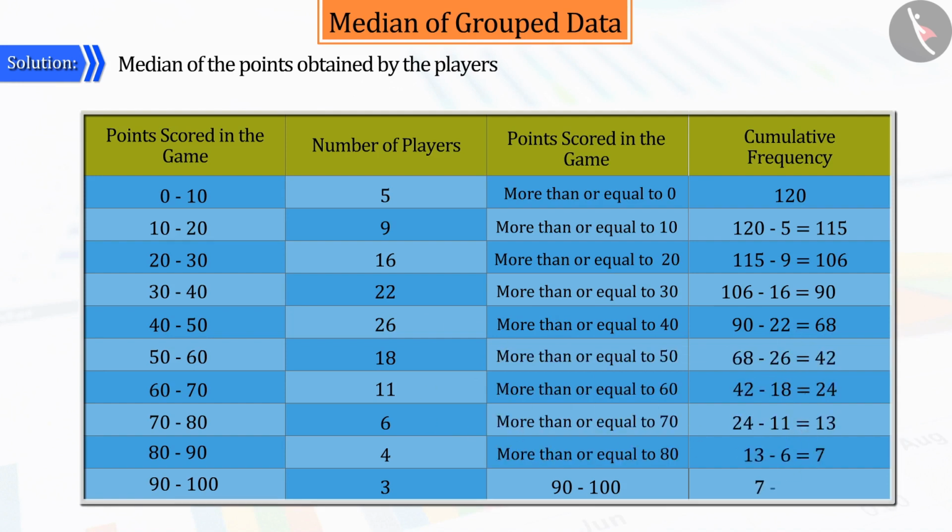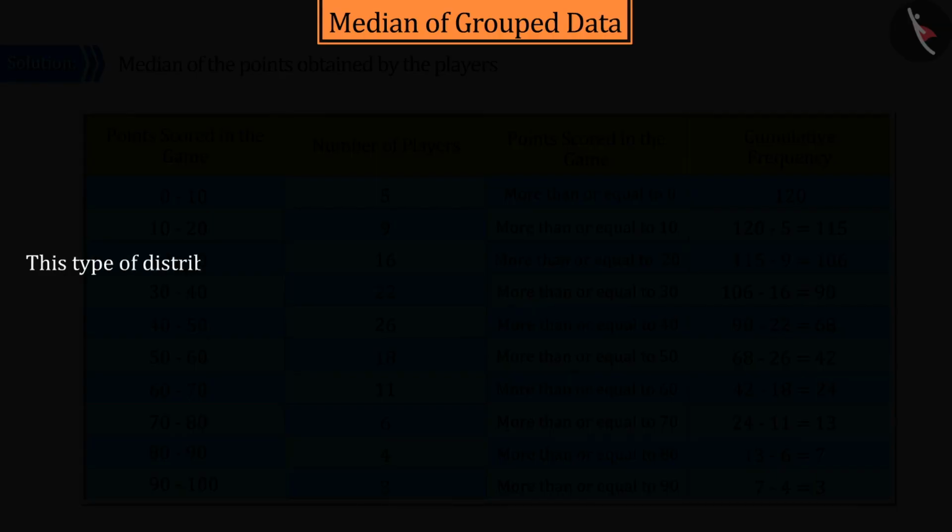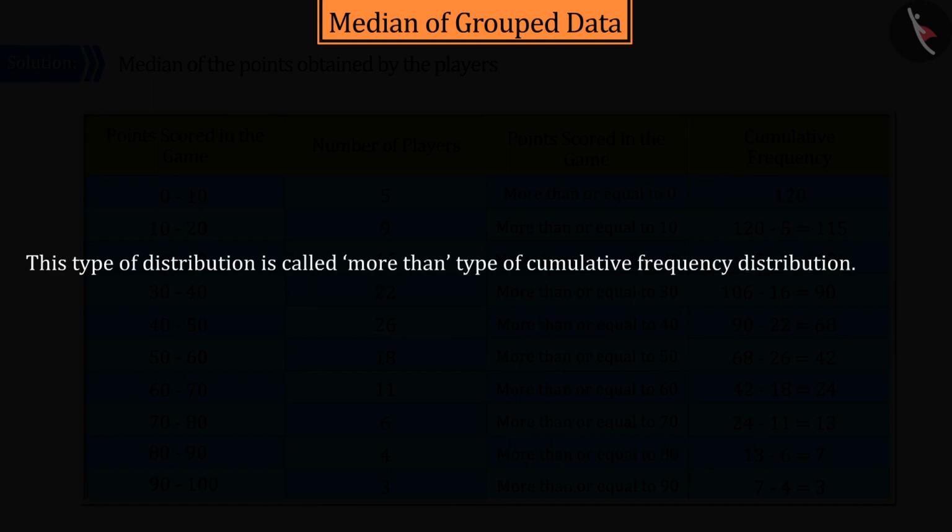in which the last row has the number of players scoring more than or equal to 90 points as 3. This type of distribution is known as the cumulative frequency distribution of the more than type.